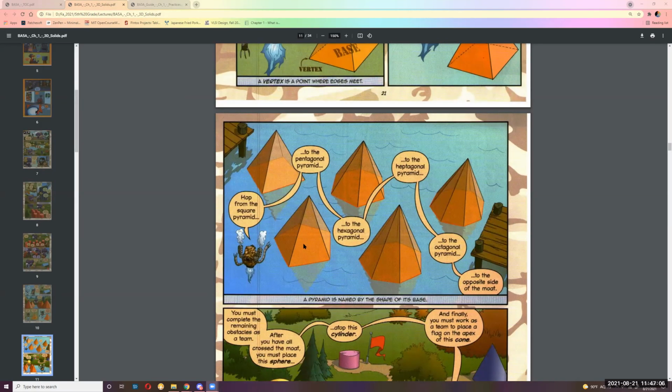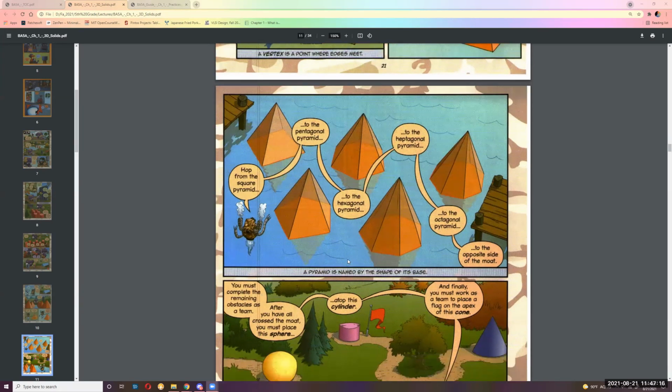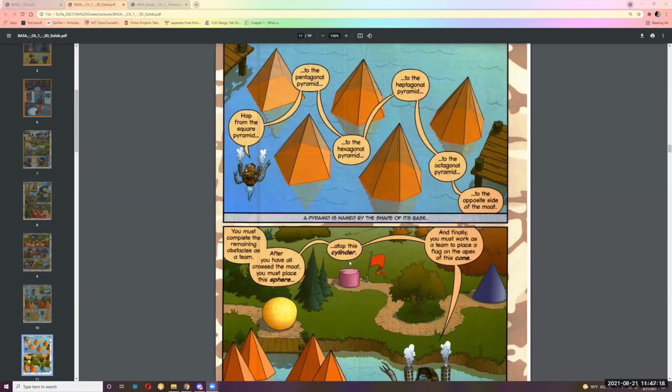Hop from the square pyramid to the pentagonal pyramid to the hexagonal pyramid to the heptagonal pyramid to the octagonal pyramid and to the opposite side of the moat. So the only real difference between prisms and pyramids is they only have one base instead of two congruent faces. But the bases, just like with the prisms, are going to dictate what prefix you say before pyramid.